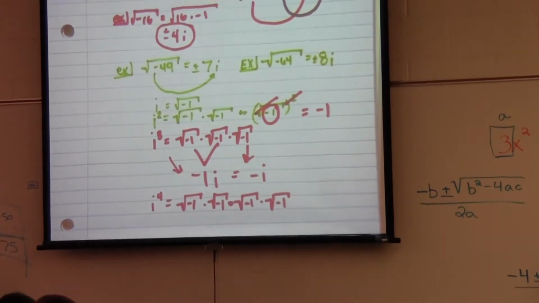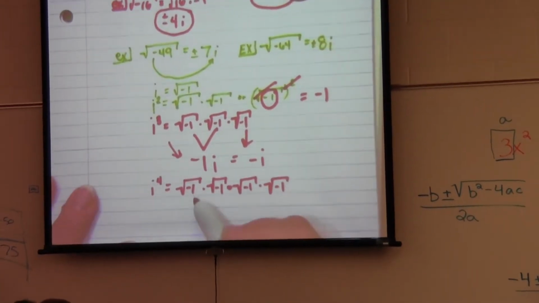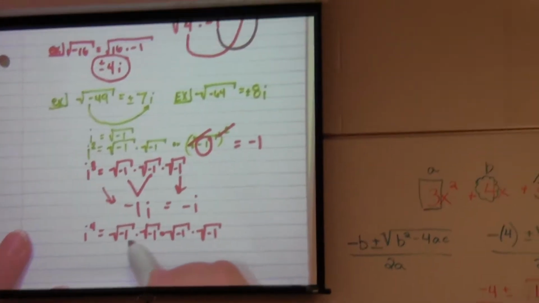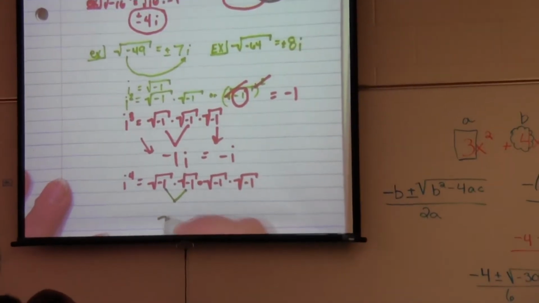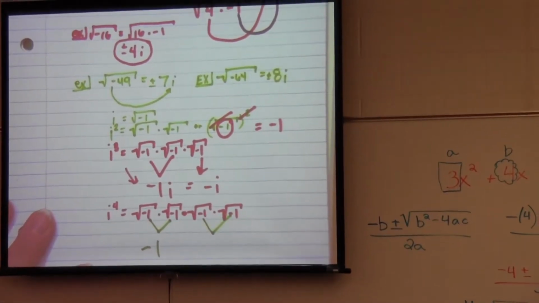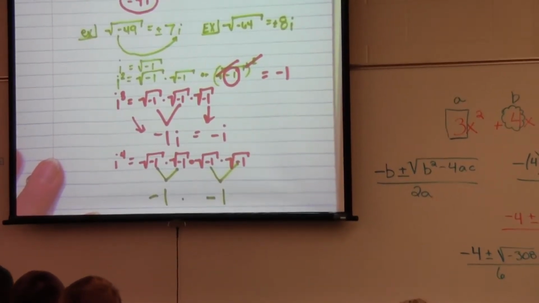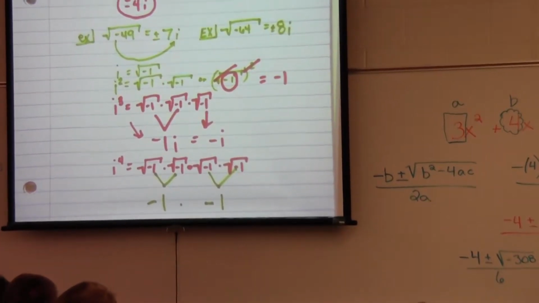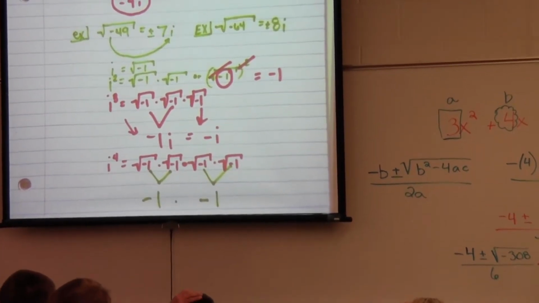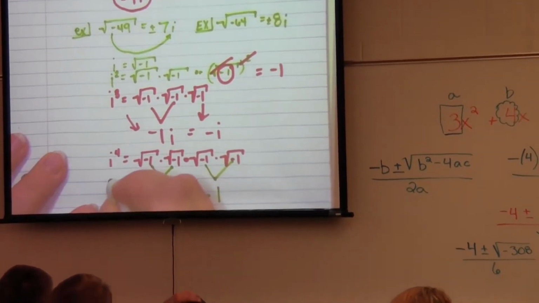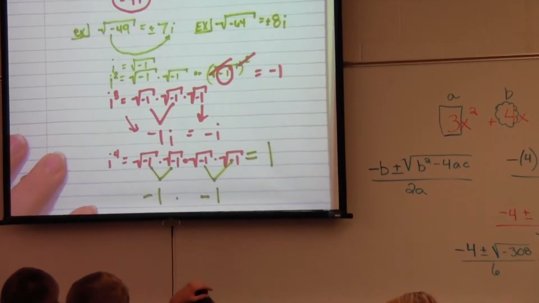Most excitingly, this is my favorite one. What was the square root of negative 1 times square root of negative 1? Negative 1. And then I have 2 more of them over here, so that would also equal negative 1. And what's negative 1 times negative 1? 1! Woo! So i to the fourth just equals 1.